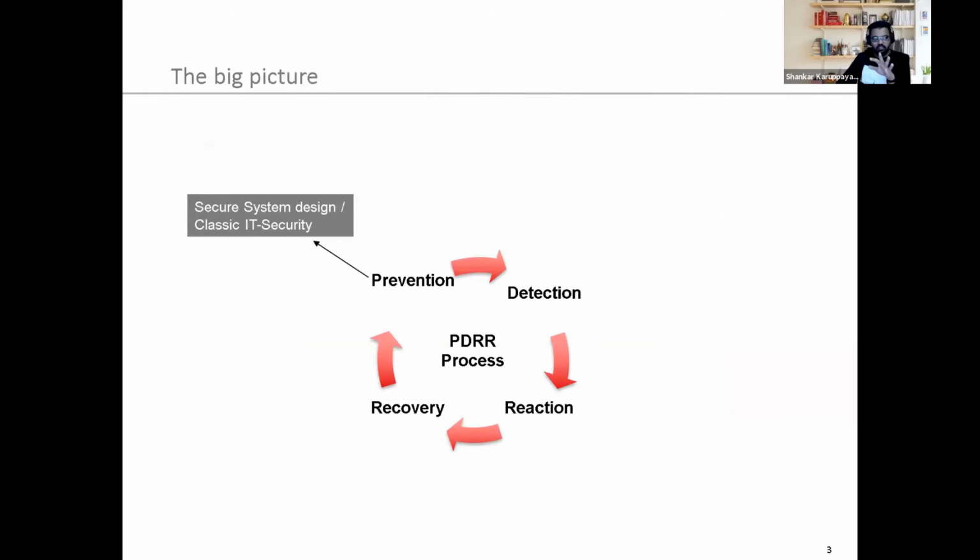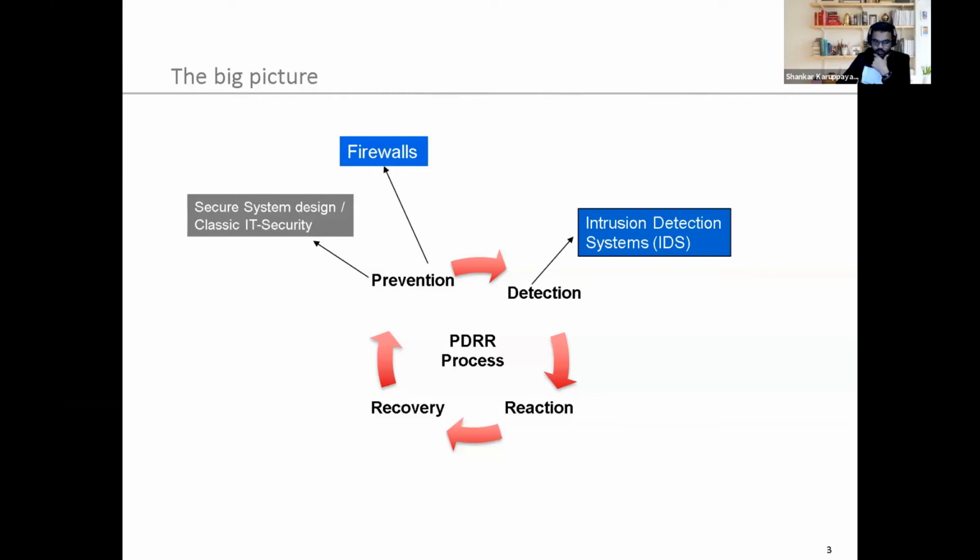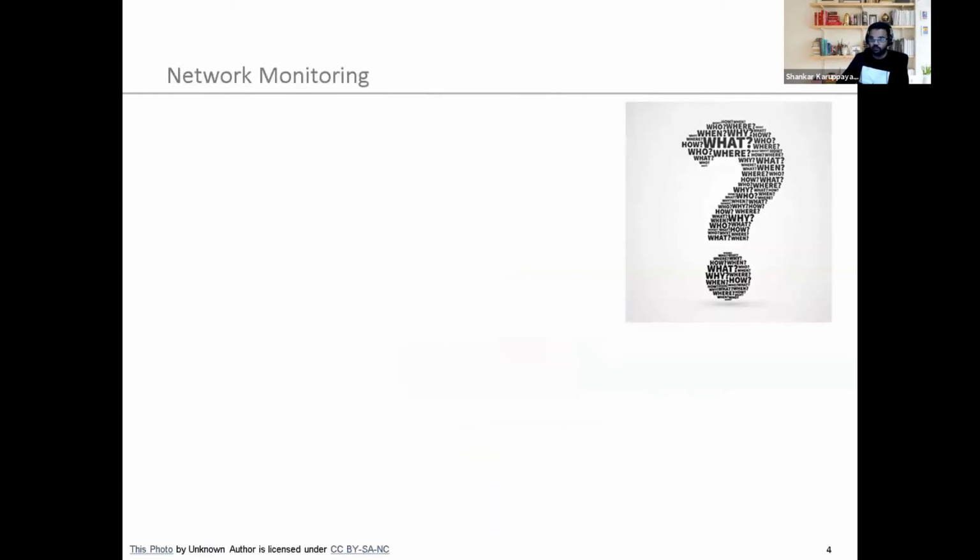And the prevention is the concept of having secure system designs and classic IT security. And this starts with firewalls, if you want to talk about prevention. And if you want to talk about detection, we have something called intrusion detection systems and also honeypots. And for reaction, as in upon detecting an intrusion or something, how do you react upon it? We use firewalls. And these would be the different components that we are going to actually cover today.